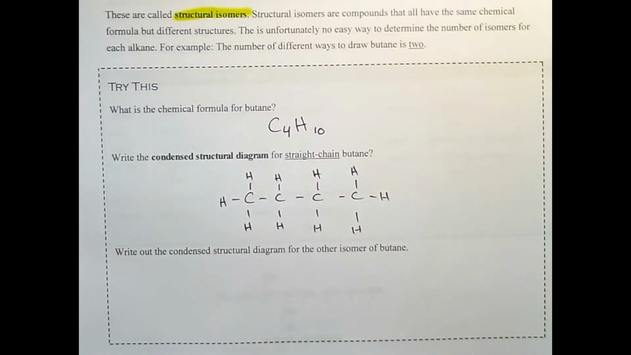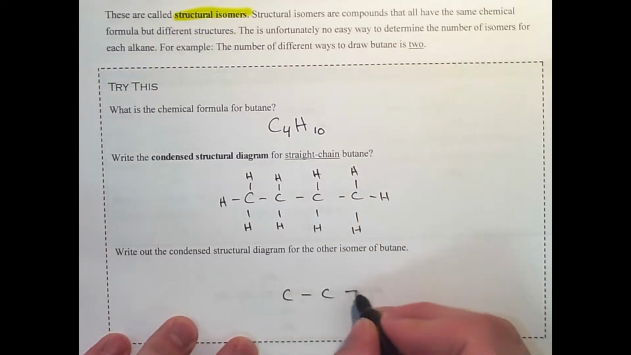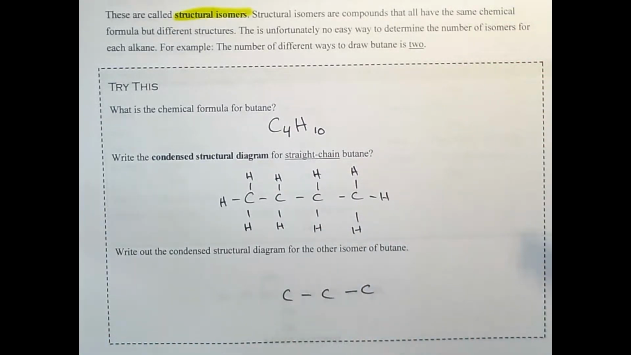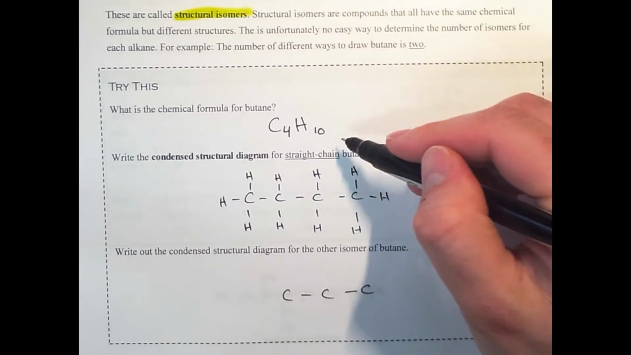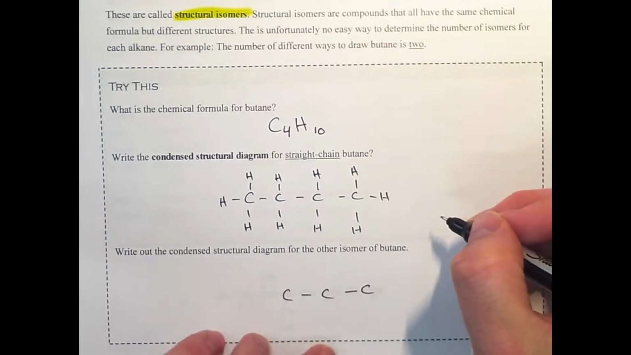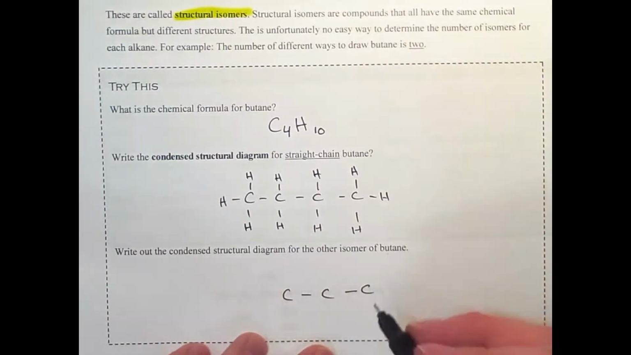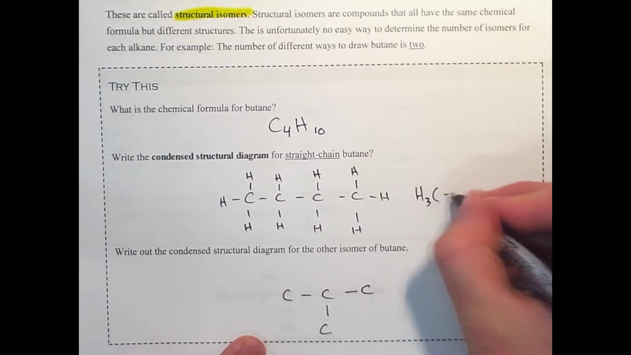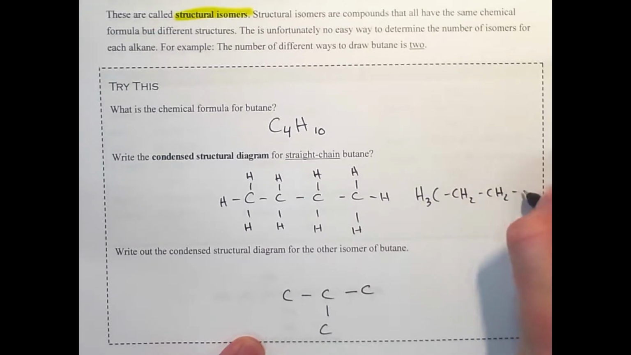It says write out the condensed structural diagram for the other isomer of butane. So 1, 2, 3. Now I'm basically going to try and rearrange this molecule. I have this still 4 carbons and 10 hydrogens, but it will be structurally different. So what I'm going to do is draw out the 4 carbons like this. If I were to put the bond on the end, I would end up exactly with this. It does say condensed, and it did say condensed above, but I've drawn out the complete. So H3C, CH2, CH2, CH3.